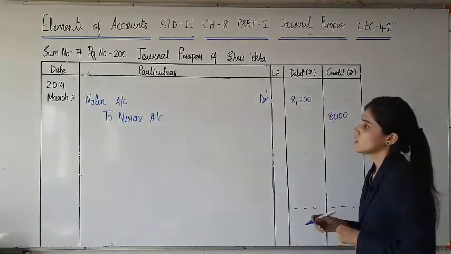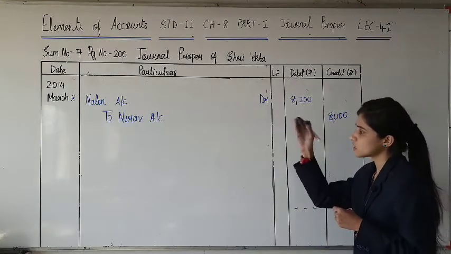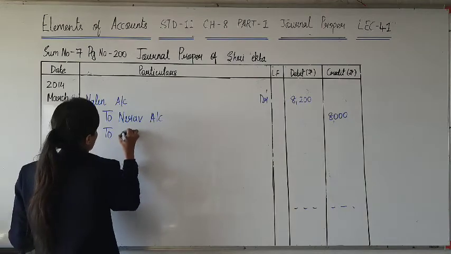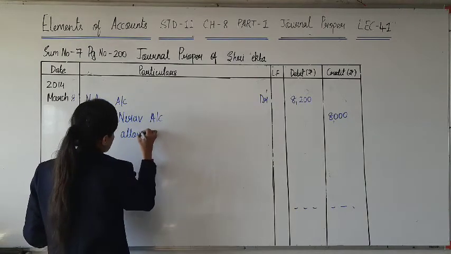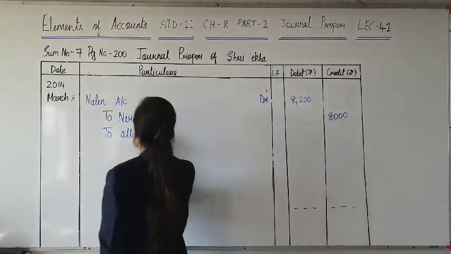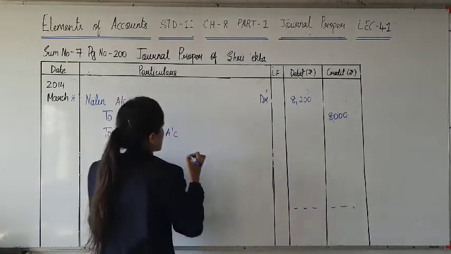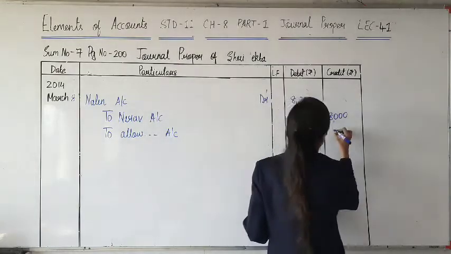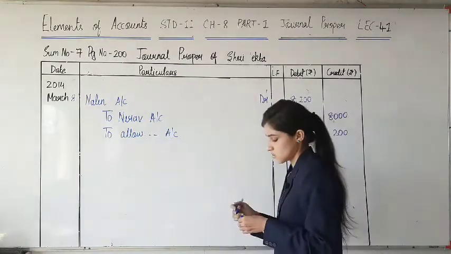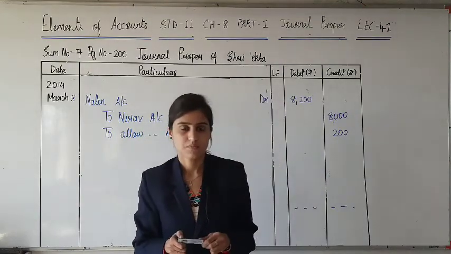So the conclusion of this is that Nalin has given discount to us, or we can say allowance, of rupees 200. Allowance account 200. You can also call it discount, allowance, it's all right.